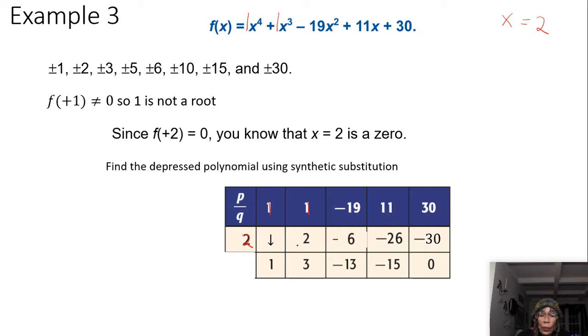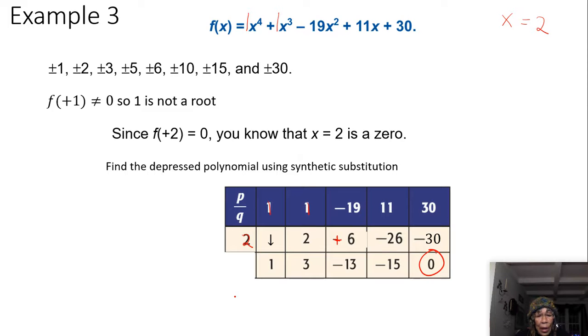2 times 1 is 2. And 1 plus 2 is 3. 2 times 3. I have a stray negative that does not belong there. It's positive 6, negative 13, negative 26. Add those two, get negative 15. 2 times negative 15 is negative 30. And it's a beautiful thing because I got that 0 remainder, which means I am doing the right thing.